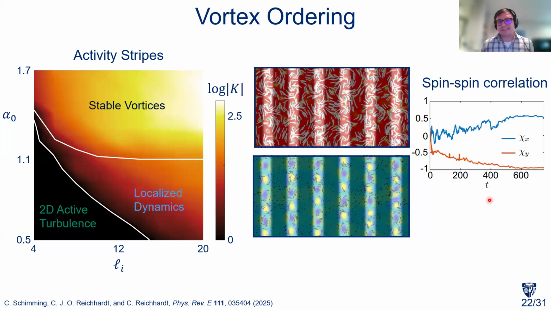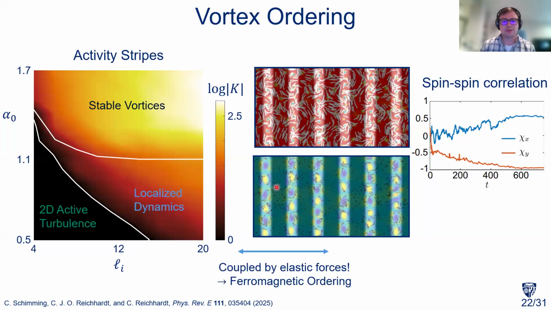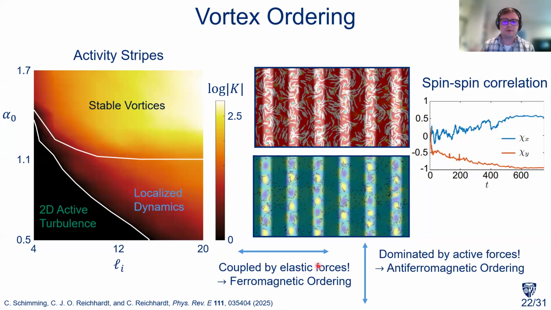What I find really interesting is that we can understand this from the explanation I gave for the vortex ordering before. Along the x-axis, what's coupling these vortices? Well, this is an inactive nematic coupling them, so it's only elastic forces that are coupling them. So along the x direction, it's coupled by elastic forces, and that leads to ferromagnetic ordering. Along the y-axis, it's dominated by active forces, and we know that leads to antiferromagnetic ordering. And so it was nice to be able to take some of the intuition we got for the vortex lattice system and apply it to this system, and I think it still holds.